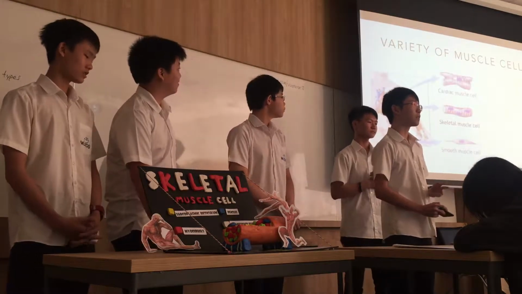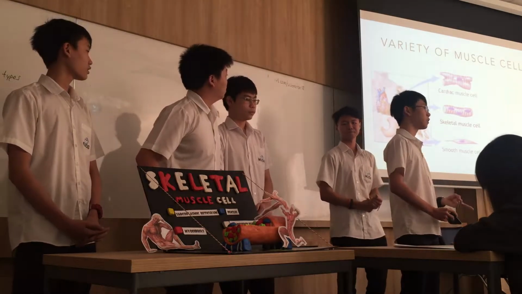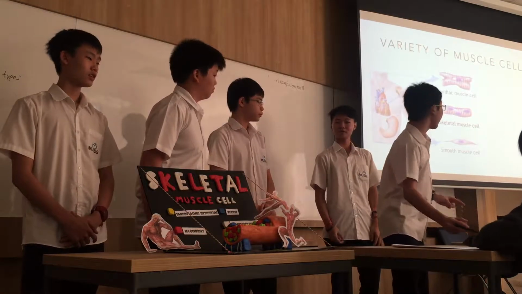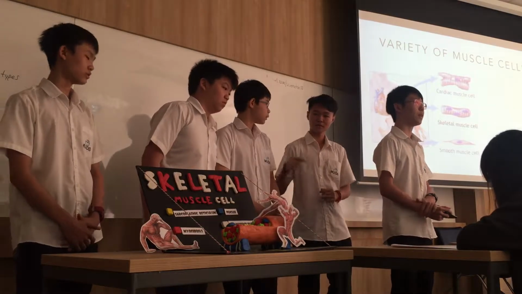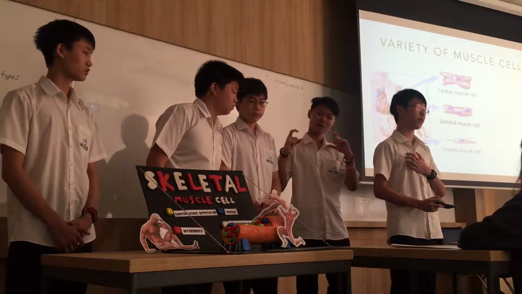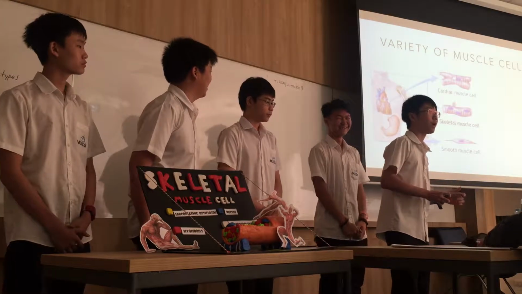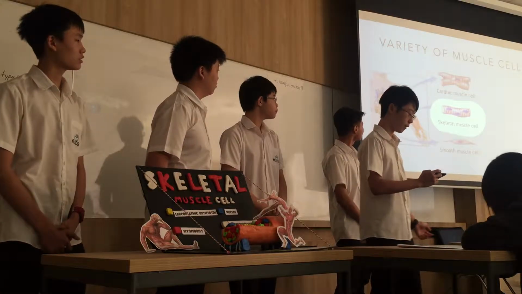There are three muscle cell types. The first one is cardiac, then skeletal muscle cell, and smooth muscle cell. Cardiac and smooth muscle cells are involuntary, which means that we cannot control them by our nerve cells. But skeletal muscle cells work differently. We can control them by our nerve cells. And that is what we are going to talk about today.